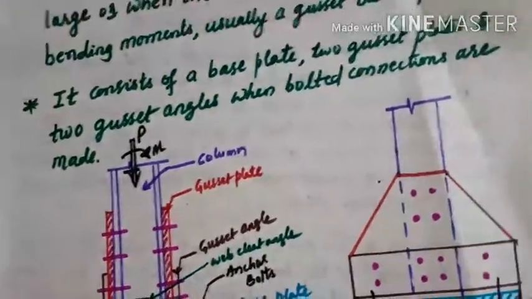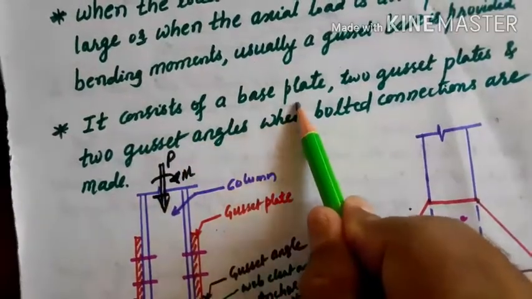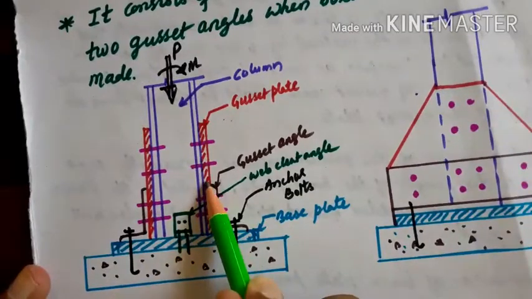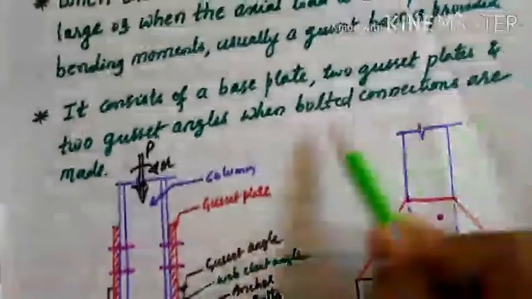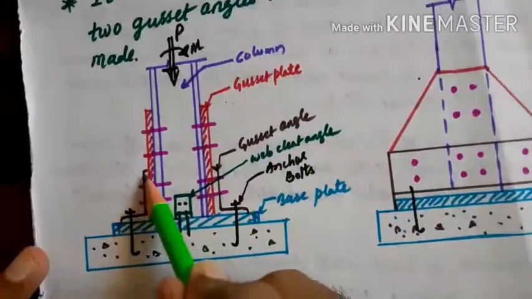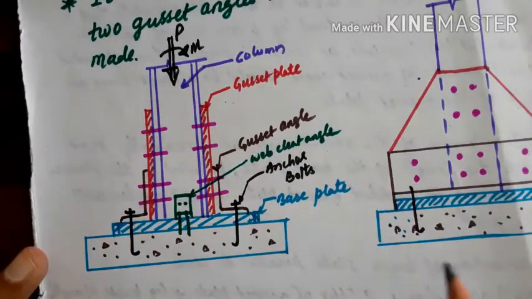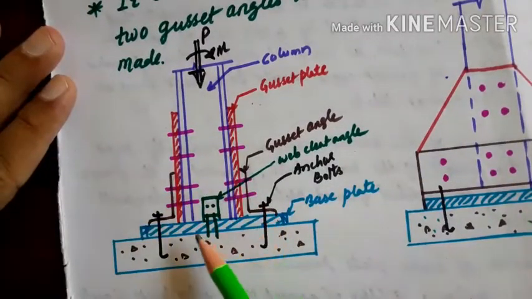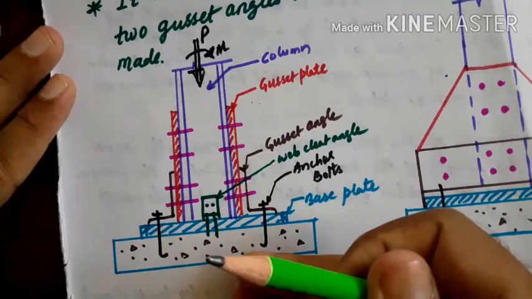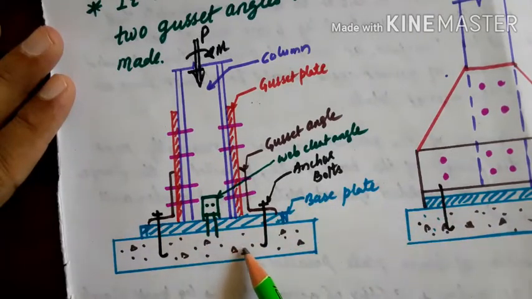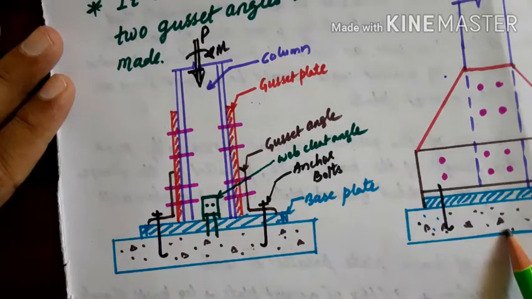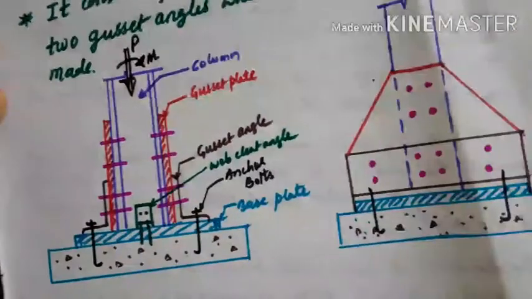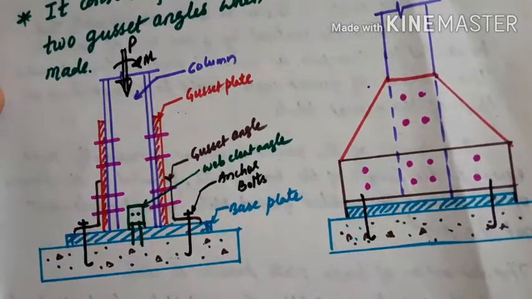Here, the gusseted base consists of a base plate, two gusset plates, this one and this one, and gusset angles. These are the gusset angles. Then anchor bolts. This is a pictorial view, a front view of the gusseted base. This is the side view given here. Now we need to design this type of column base, that is, the gusseted base.